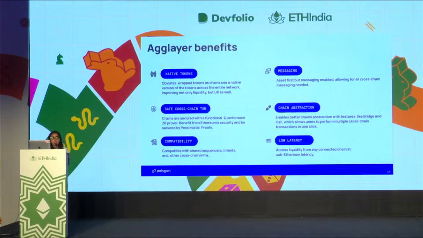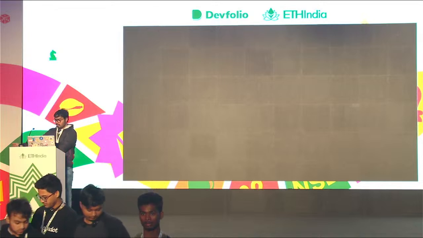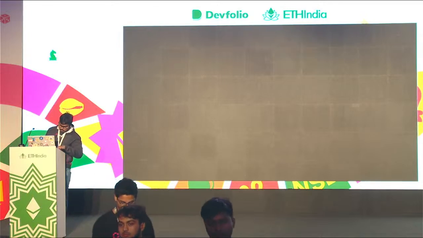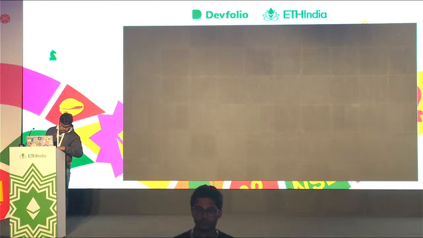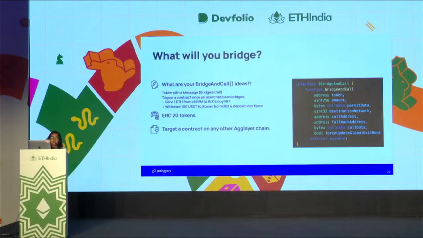We already talked about low latency and how fast the transactions could be, because we are using the pre-confirmed state of the transaction. One of the key use cases that I'll be discussing, we also enabled the fast path, and we lowered the cost because the bridge is only receiving one proof at a time. That is also customizable.